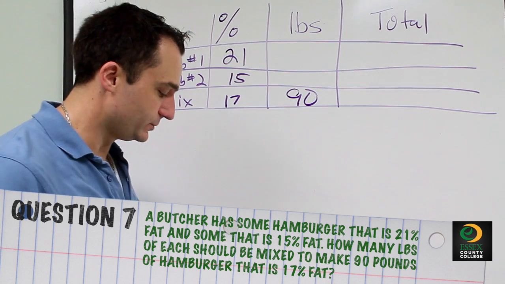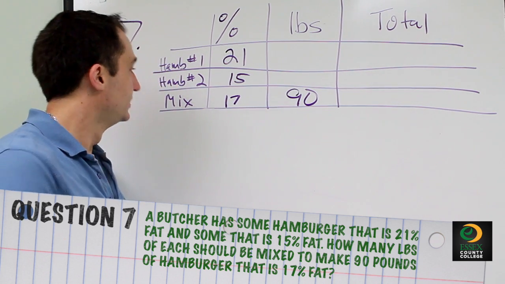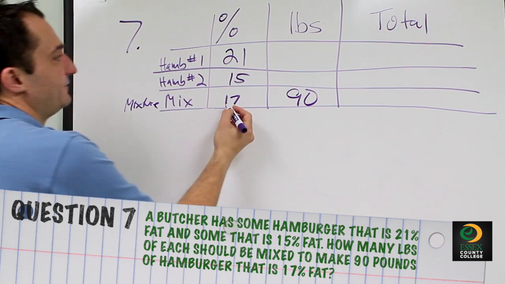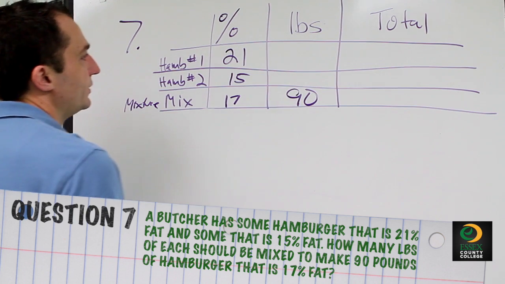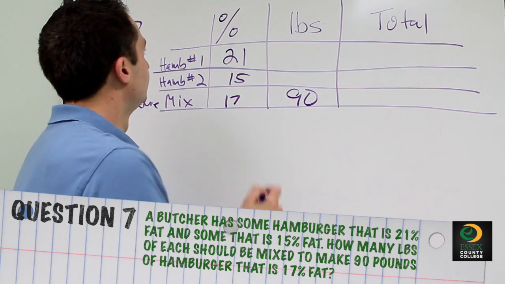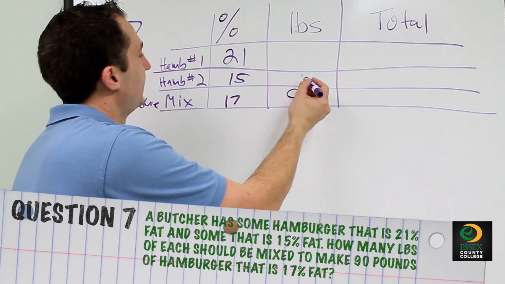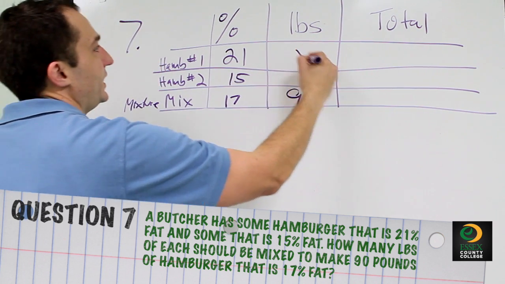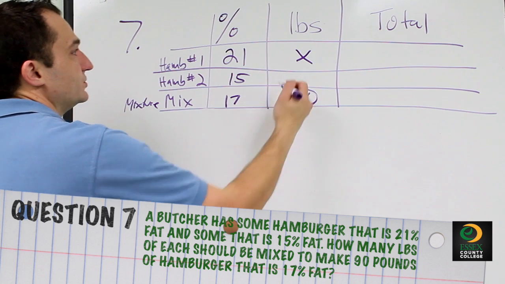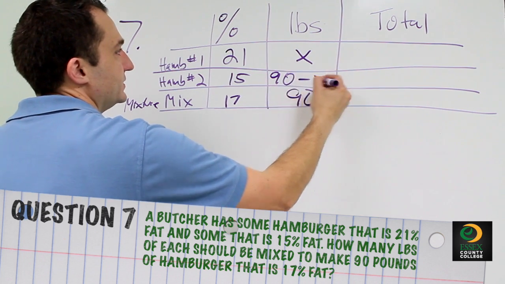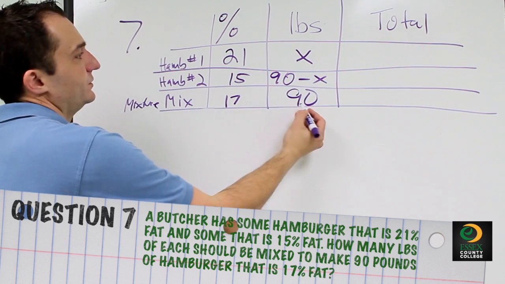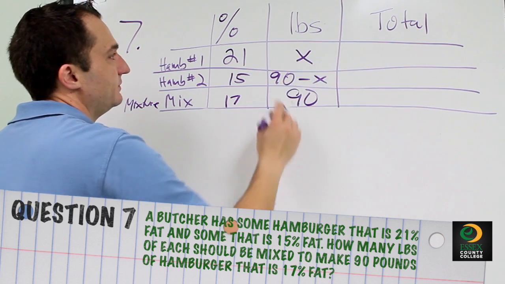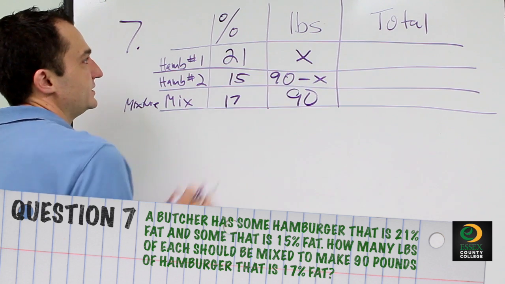The key word is that it's the mix. Mix means your mixture at the bottom. That's why the 17% and 90 pounds go on the bottom. So the question becomes, how many pounds of hamburger number 1 and how many pounds of hamburger number 2? So the first one we're going to call X, and the second one we're just going to call 90 minus X. Whenever you're given the bottom number, the top one's always X and the middle one's always 90 minus X. Whatever the bottom is minus X.